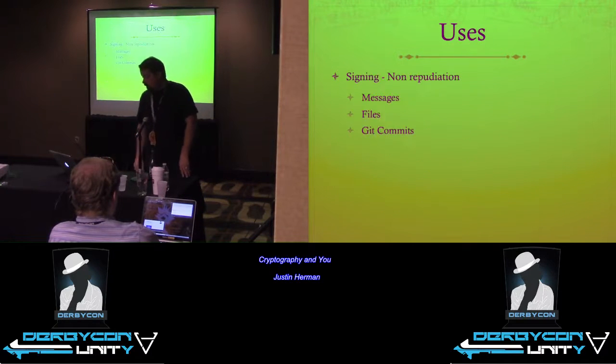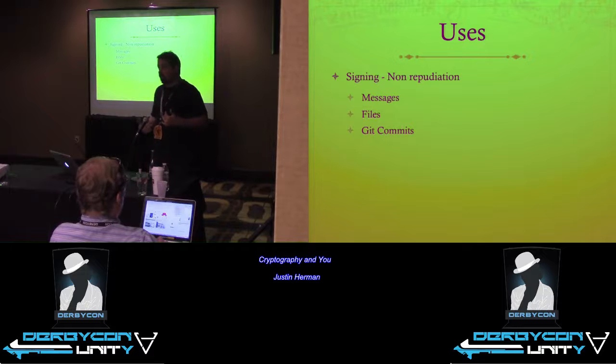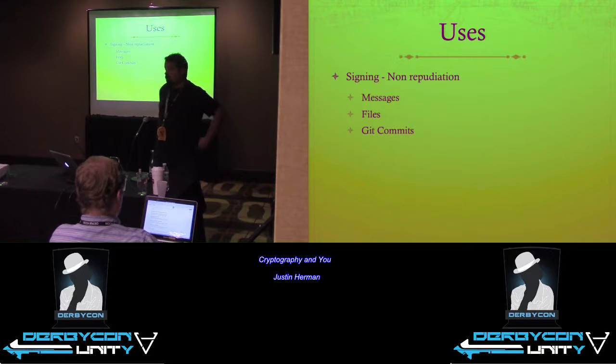I had mentioned that the signing offers non-repudiation. Because I've signed something, there's no way for me to deny the fact that I sent you the message or that it wasn't originally from me. That gives you almost somewhat of a legal ability, because I'm the only one who should have that private key, so I'm the only one who could sign that file.